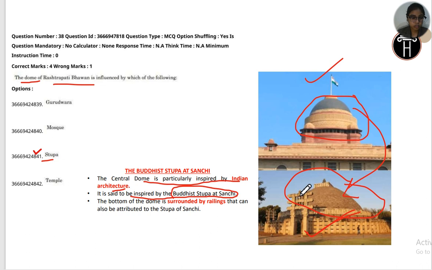The bottom of the dome is surrounded by a railing, which can also be attributed to the stupa of Sanchi. So this is the bottom of the dome which is surrounded by a railing. Here also you have a railing and in this part also you have your railing. So the concept of this Rashtrapati Bhavan dome was derived from the stupa of Sanchi.